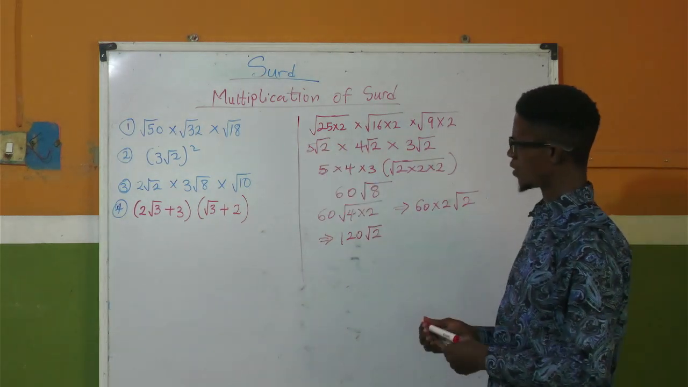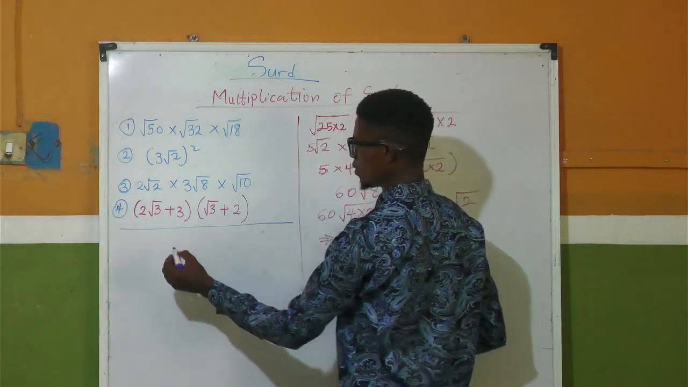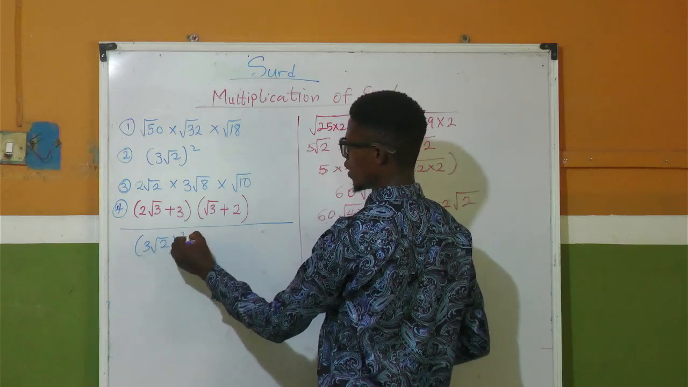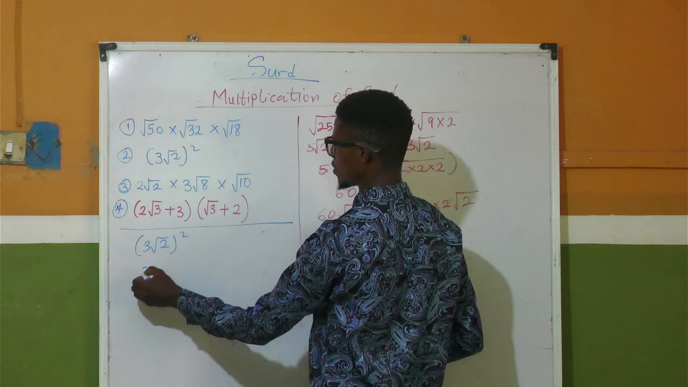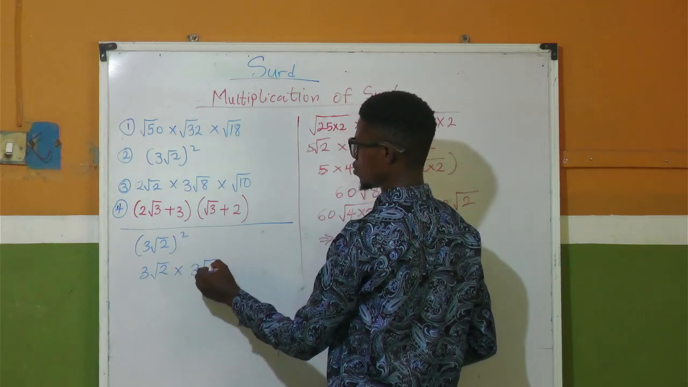I hope you understand what we have done. Now let's do number 2 on this side of the board. What we have here is 3 root 2 all squared. That means we have to repeat this expression twice, so it is 3 root 2 times 3 root 2.